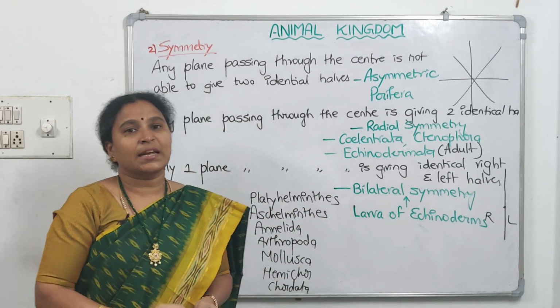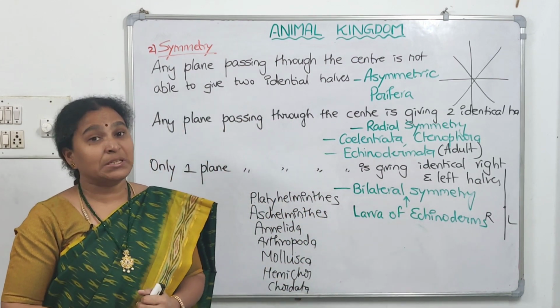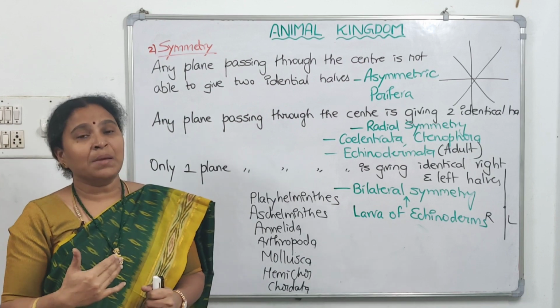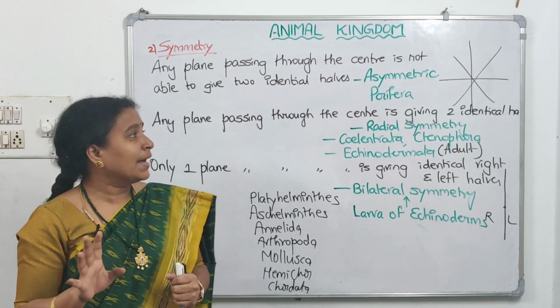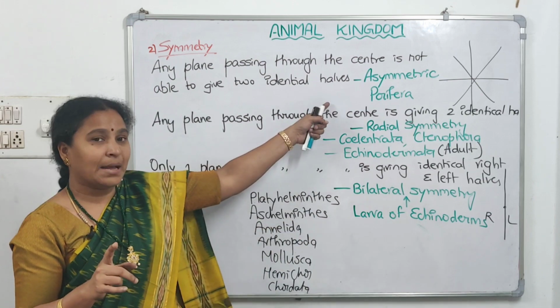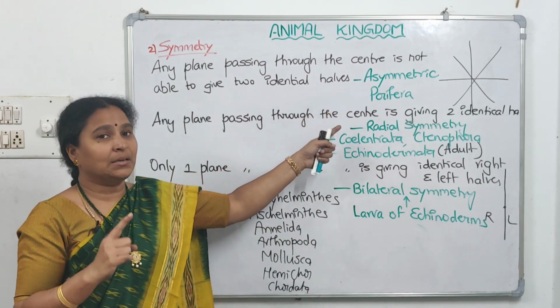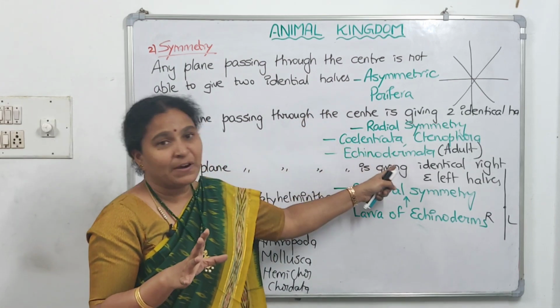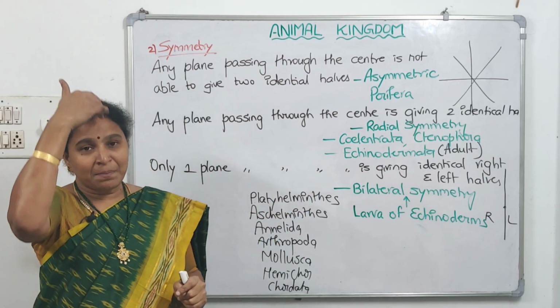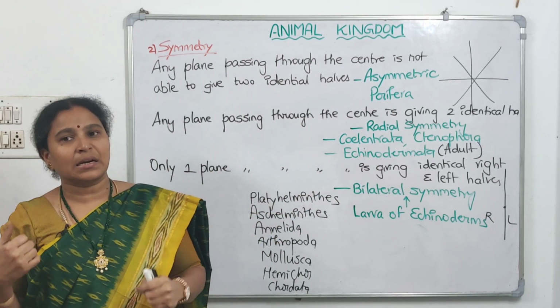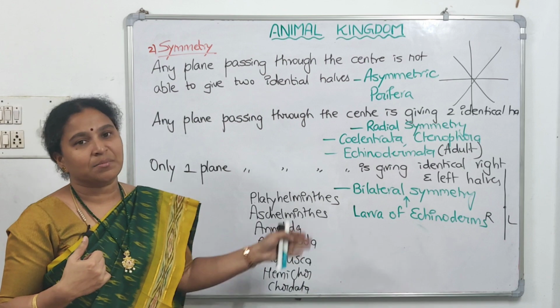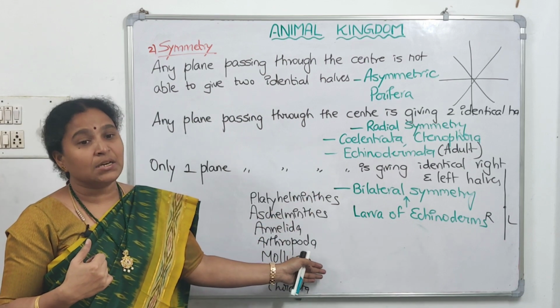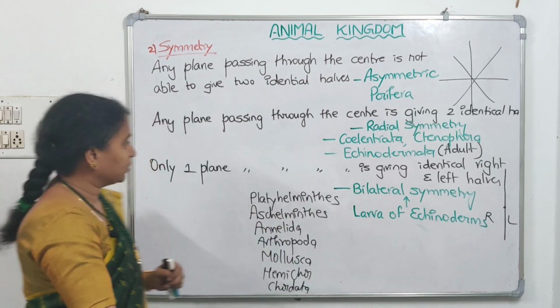So this is about the second feature. What do you mean by symmetry? When we cut the body, if you are not getting two identical halves, then that is asymmetric. If you cut along any plane passing and get identical halves, that's called radial symmetry. The 1, 2, 3 phylums are examples. If only one plane passing through the center gives identical right half and left half, then that's called bilateral symmetry. These are the examples. Take a screenshot, then we'll talk about the third characteristic.